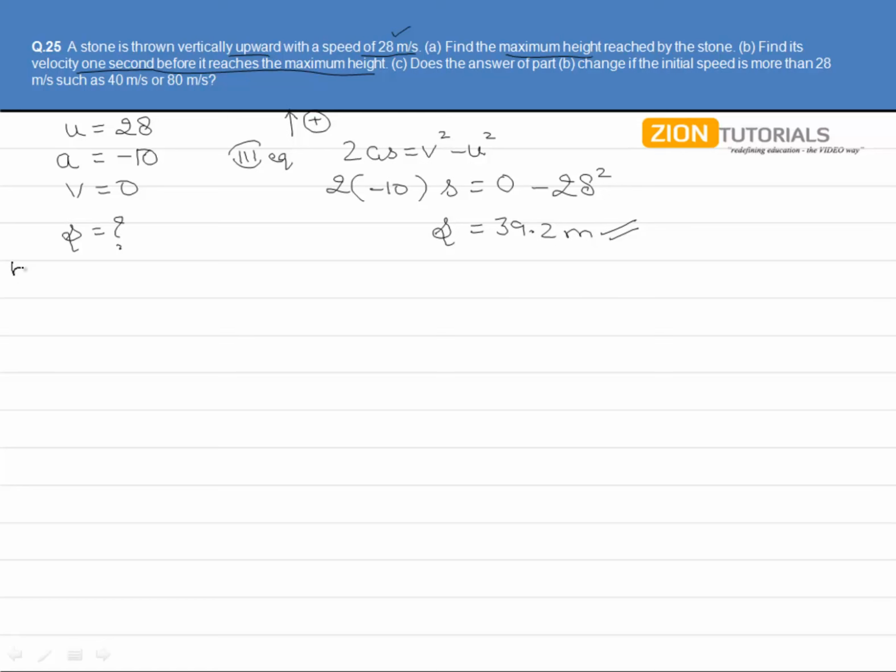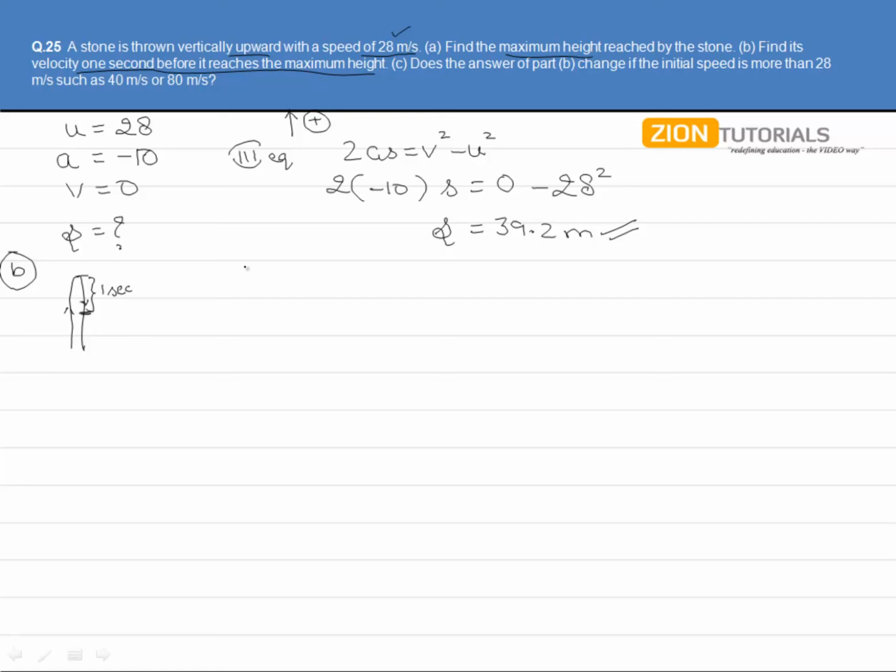Proceeding with the next part of this question, in which we need to find the velocity 1 second before the maximum height. That is, if this is going to be the trajectory, then after this and 1 second from here, we need to find out the velocity over here.